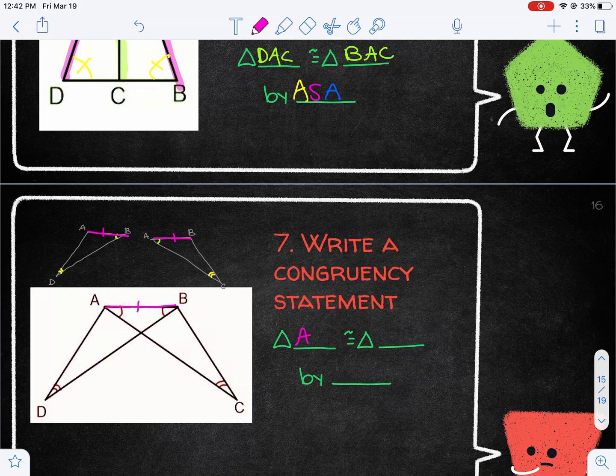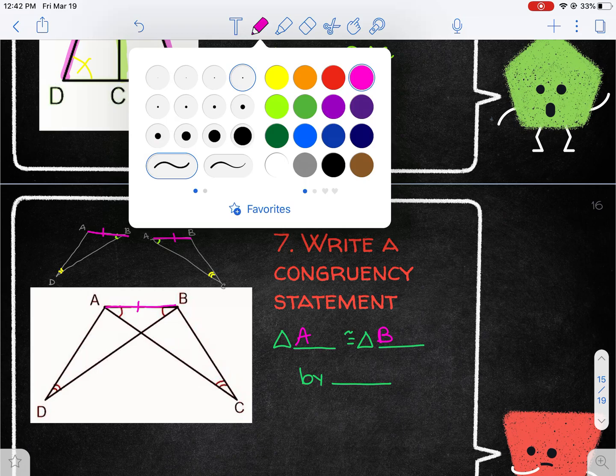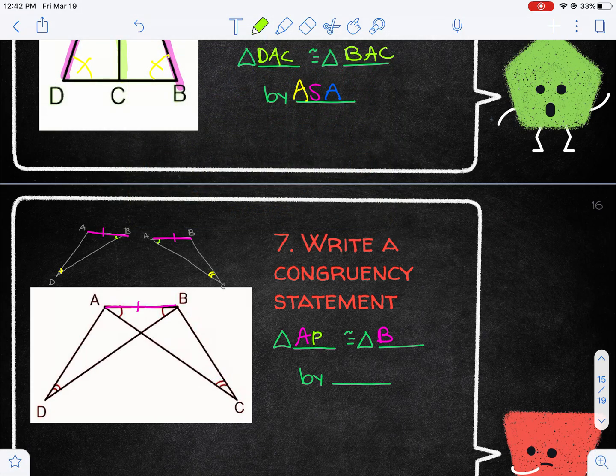So I'm going to have A, and that angle matches up with B in my second triangle. B matches up with A in my second triangle, and then D matches up with C in my second triangle. And I had side, angle, angle, or angle, angle, side. Either way works.